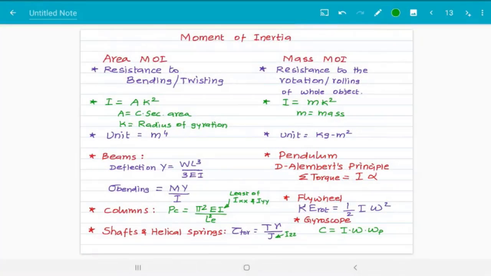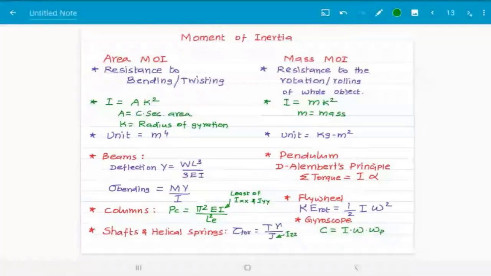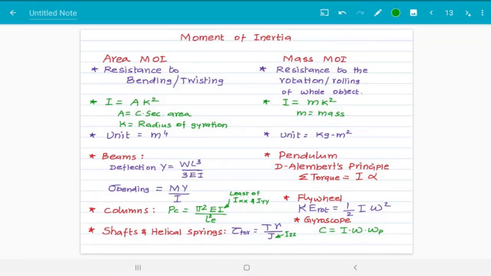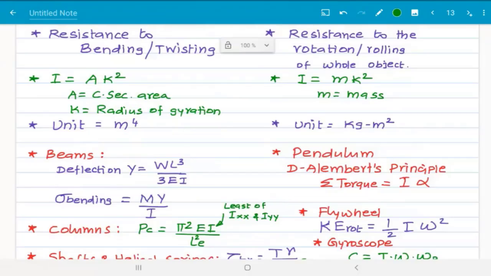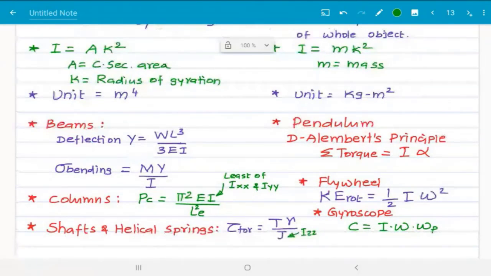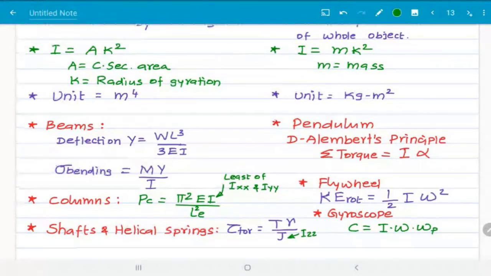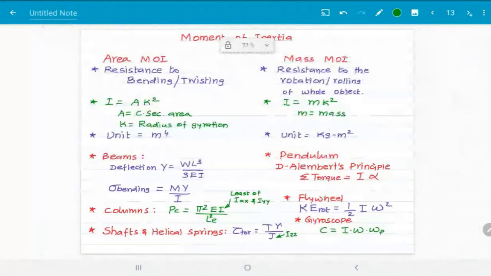Now is it clear? These are the only places we are going to use area moment of inertia and mass moment of inertia. One more formula in the vibration. We don't have space. Okay, in the vibration I will discuss.